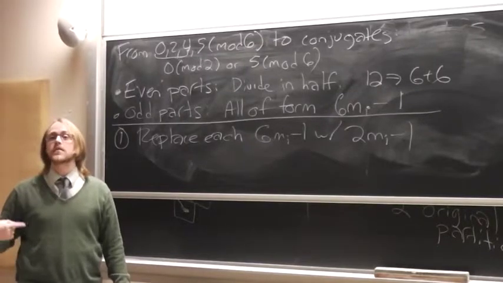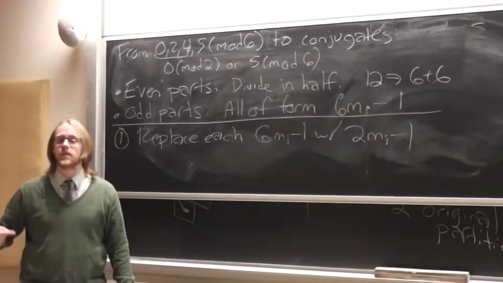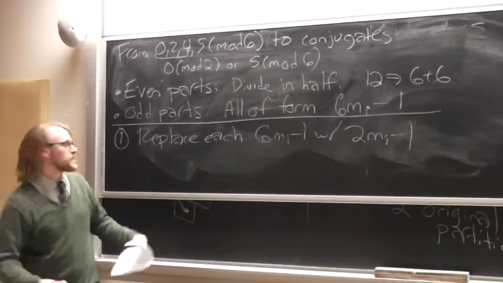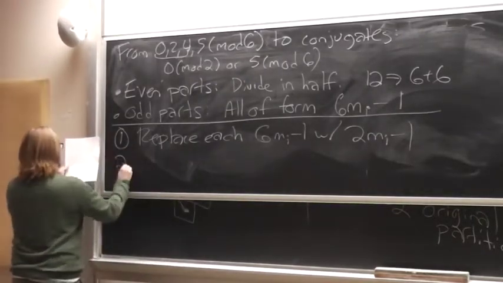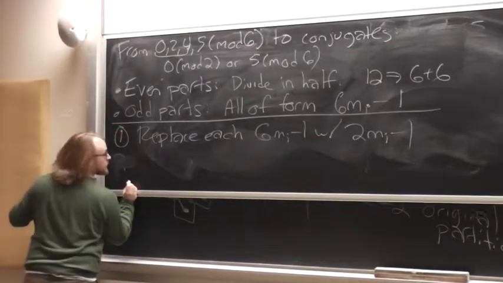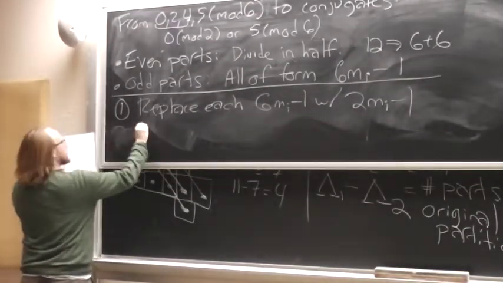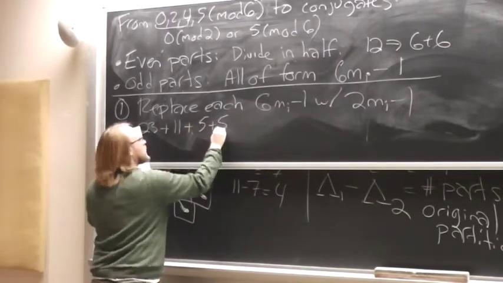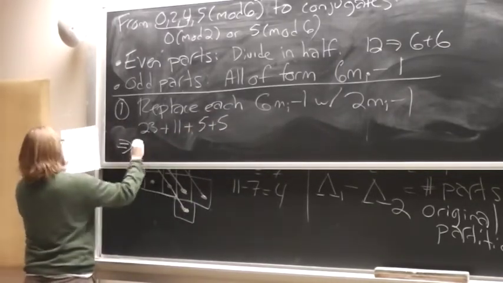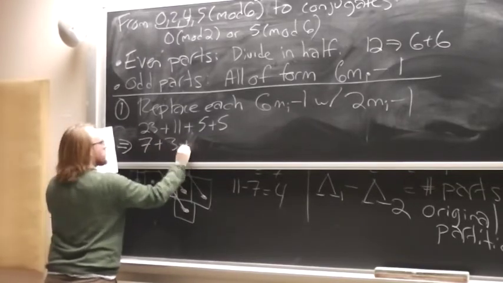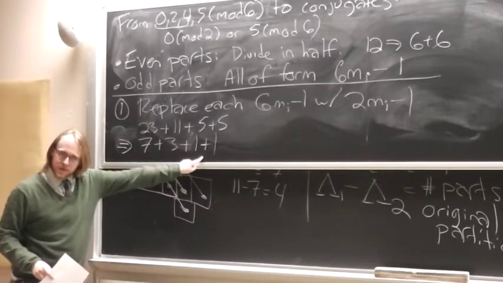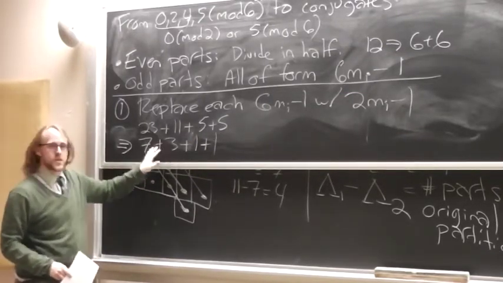So instead of the numbers we're working with being 5 and 11 and 17, now the numbers we're working with are 1 and 3 and 5. And just as a running example here, 23 plus 11 plus 5 plus 5 originally goes to 7 plus 3 plus 1 plus 1. So that is just replacing: 5 is the smallest, 1 mod 5, so it goes to 1, and so on and so forth.